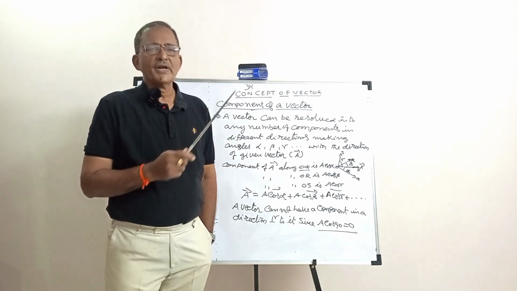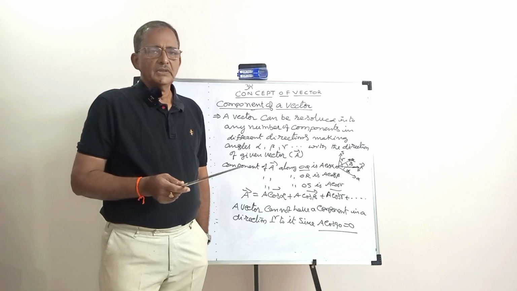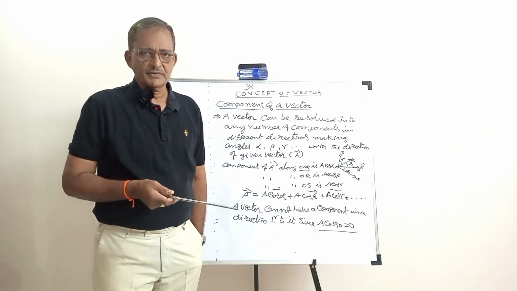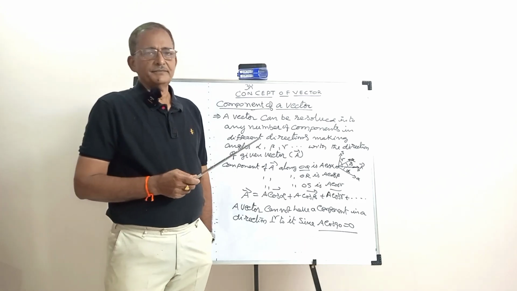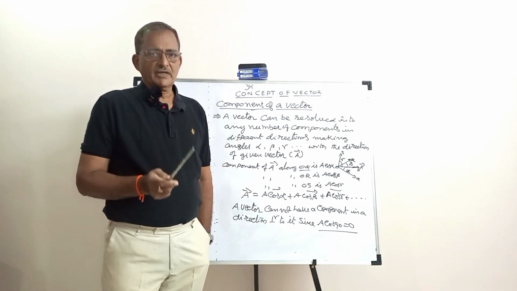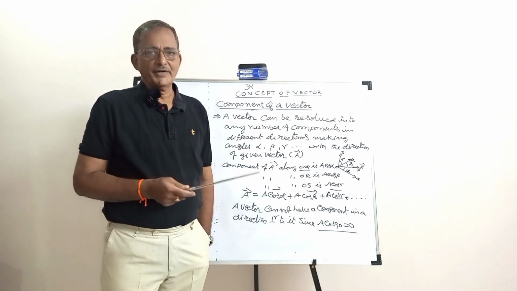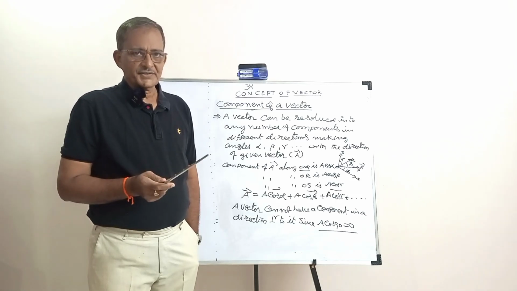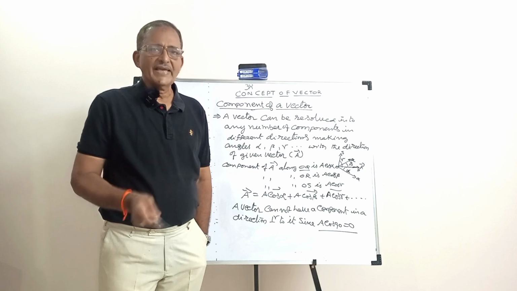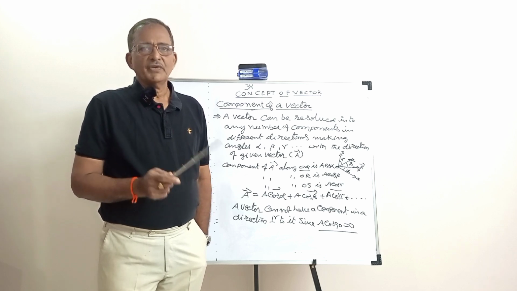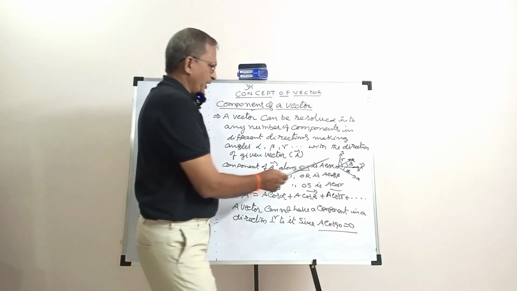And now about the components of a vector. A vector can be resolved into any number of components. There is no limit for it. But what do you mean by a component? The projection of a vector in a preferred direction is called its component. And it is the product of the magnitude of the vector and the cosine of the angle between the vector and the direction.